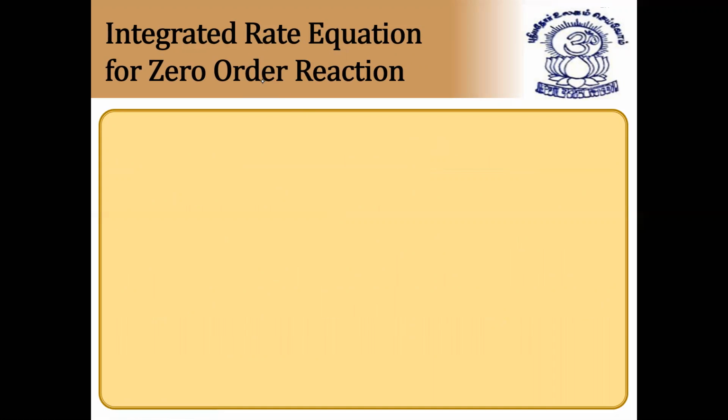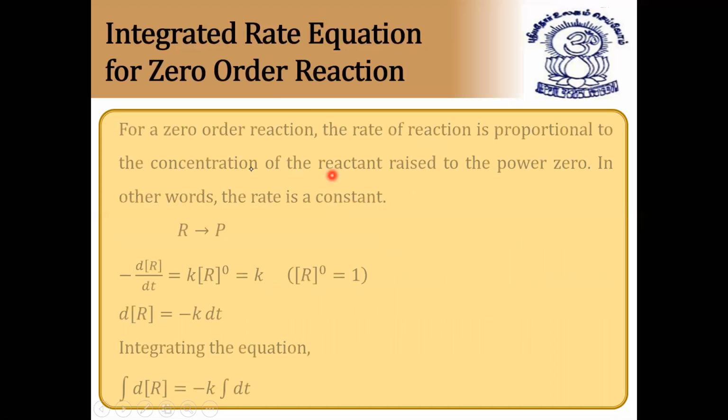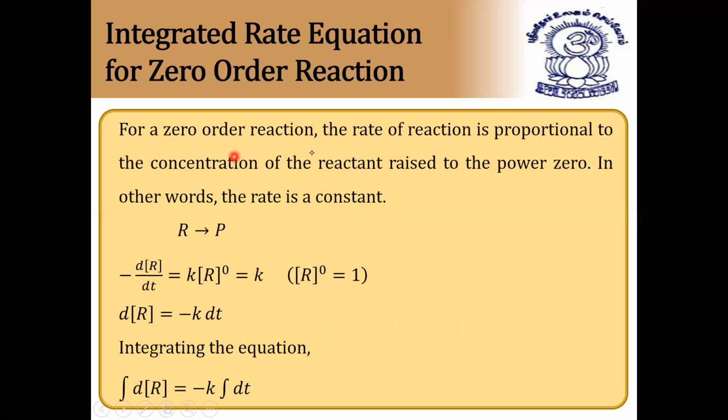So, the integrated rate equation for zero order reaction. For a zero order reaction, the rate of reaction is proportional to the concentration of the reactant raised to the power zero. Already we know that, because it is independent of concentration of reactant. Always rate is proportional to concentration of reactant, but in this case it is power zero because the rate of reaction is independent of concentration of reactant, so that's why it is called zero order reaction.